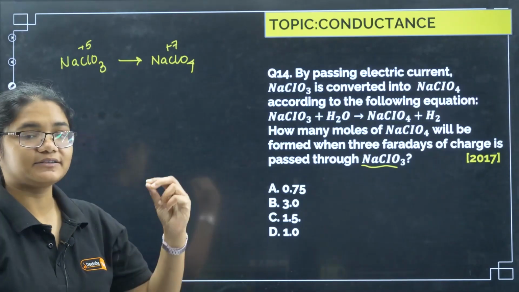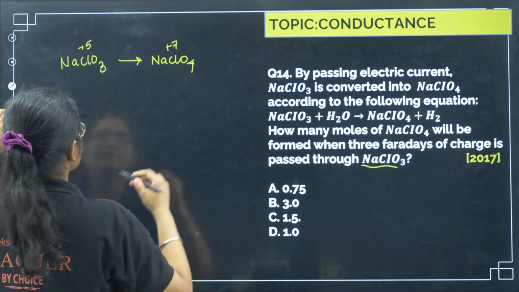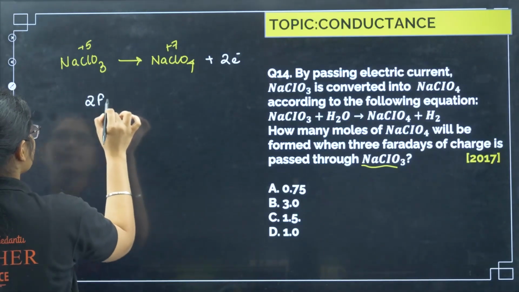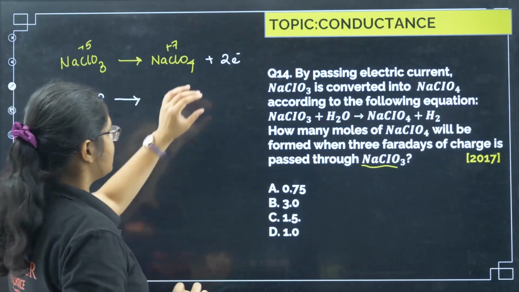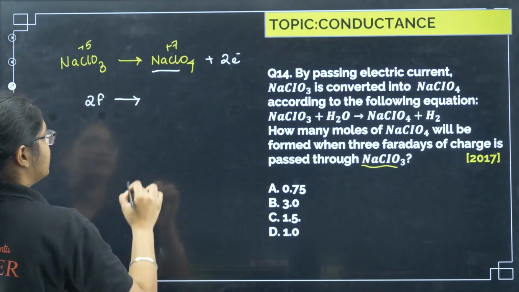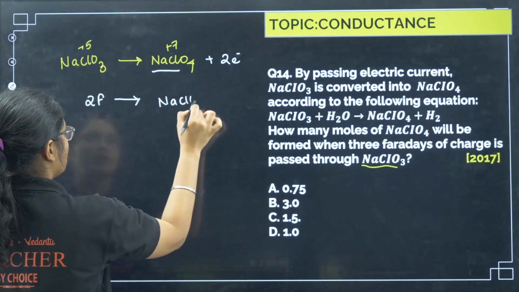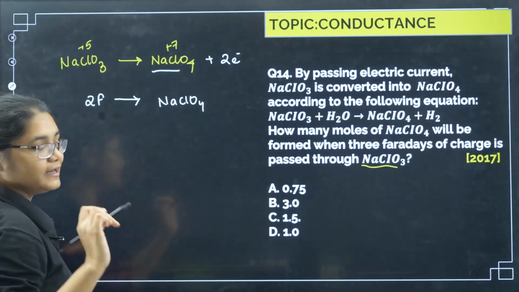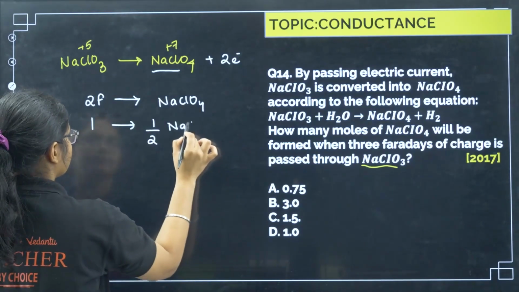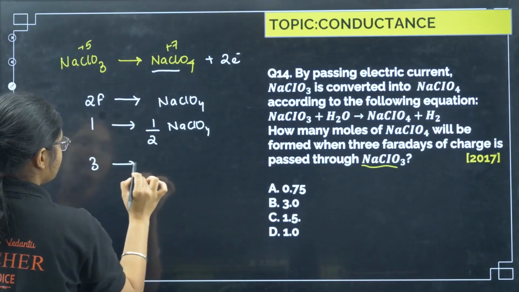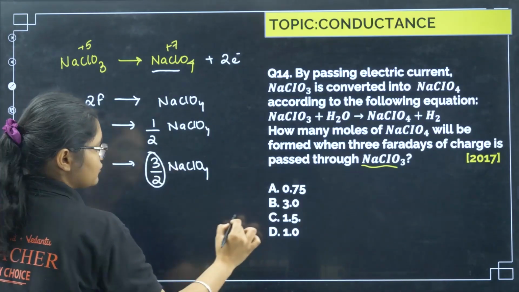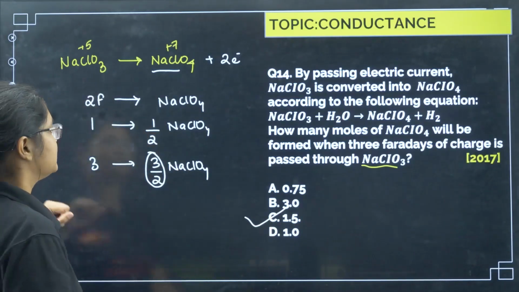Okay, so plus 5 to plus 7. The conversion is a plus 5 to plus 7 oxidation. So that means 2 moles of electrons, or 2 Faraday, is lost. So if I pass 2 Faraday of current through NaClO3, I will get 1 mole of NaClO4. If I give 1 Faraday, it will be 1 by 2 mole of NaClO4. And in the question they are giving me 3 Faradays, so 3 by 2 moles of NaClO4, right? That means 1.5, that is option number C here.